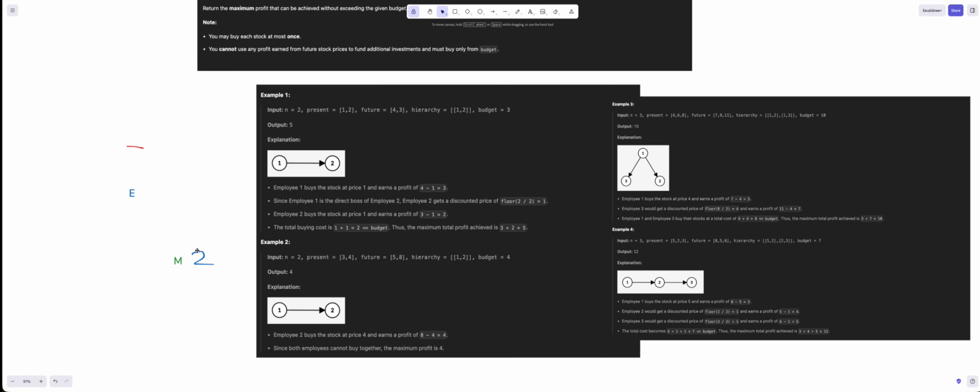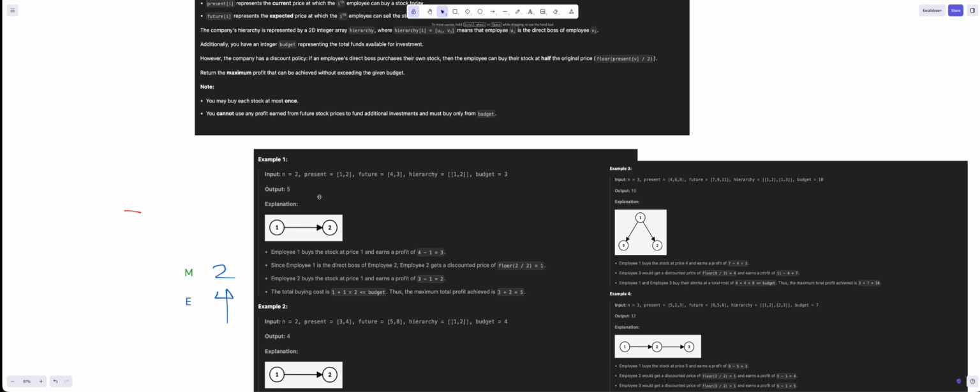So let's consider, if only the manager buys, we get a profit of 2 because 5 minus 3 is 2. How about if only the employee purchases? Since we have a budget of 4, the employee purchases at the full price with no discount because the manager is not buying the shares. So 4, and then if we deduct 8 minus 4, we get a profit of 4. So if only the employee purchases, we get a profit of 4.